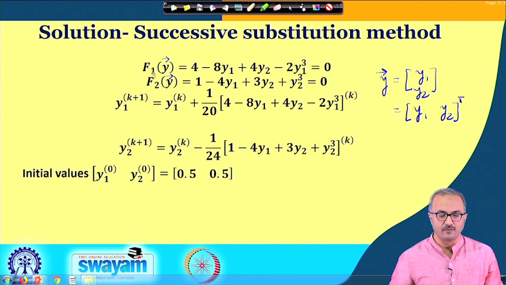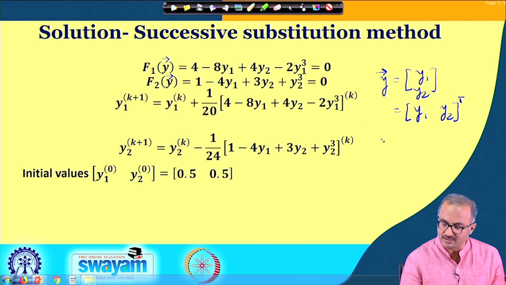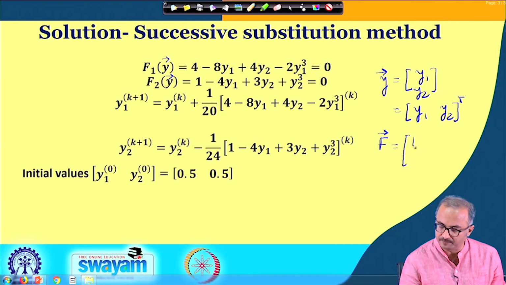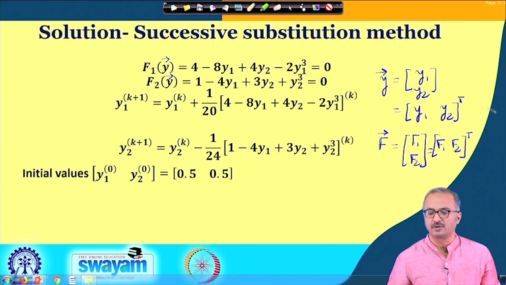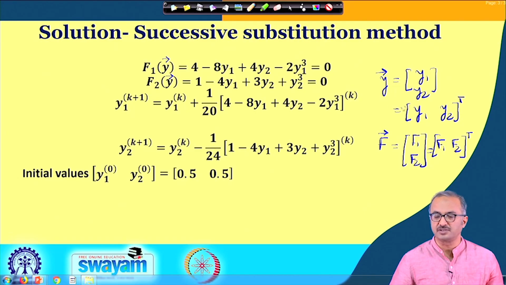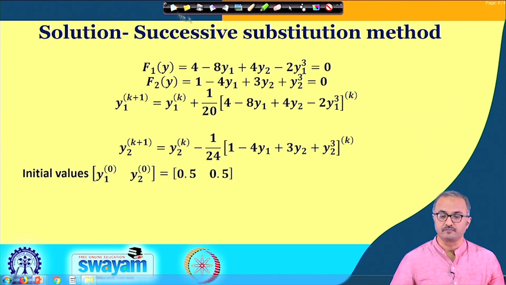Similarly, this f1, f2 vector may be written like this: I can define another vector f, that will be equal to f1, f2, or the same as f1, f2 transpose. So, these are various representations of these vectors, and from now on I won't be writing y with the arrow. We shall understand by default that we are talking of a vector y. Now, coming back to the problem.